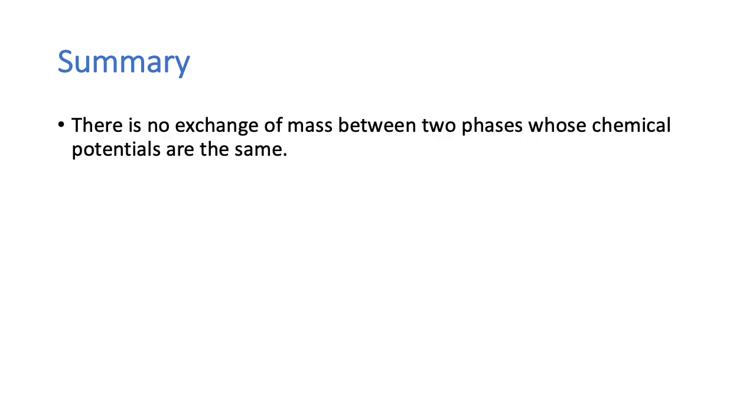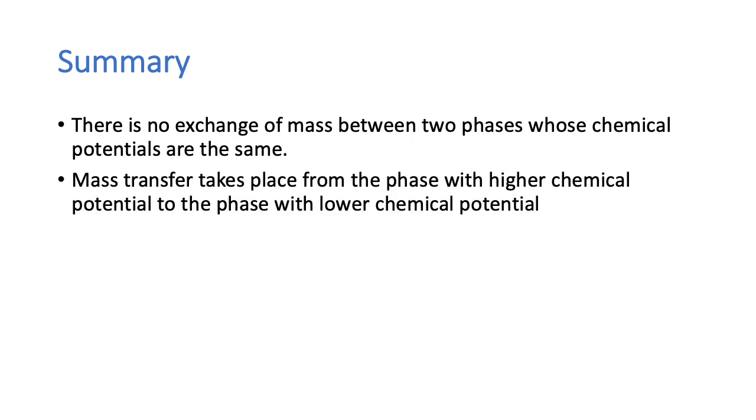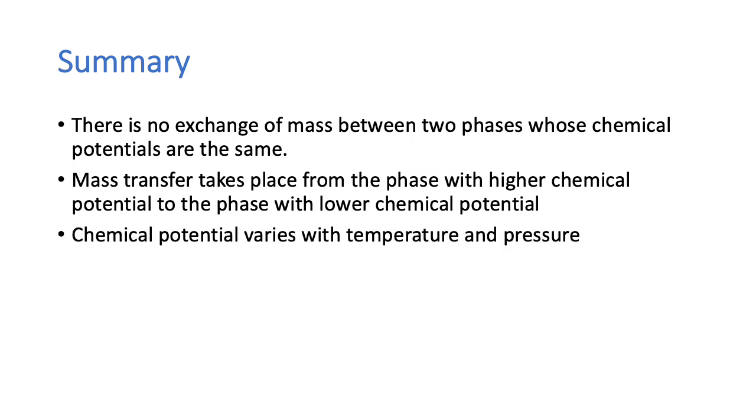To summarize, there is no exchange of mass between two phases whose chemical potentials are the same. Mass transfer takes place from the phase with a higher chemical potential to the phase with lower chemical potential. Chemical potential varies with temperature and pressure, and we can calculate changes in chemical potential using the Gibbs-Duhem equation, that dg is equal to v dP minus s dT.